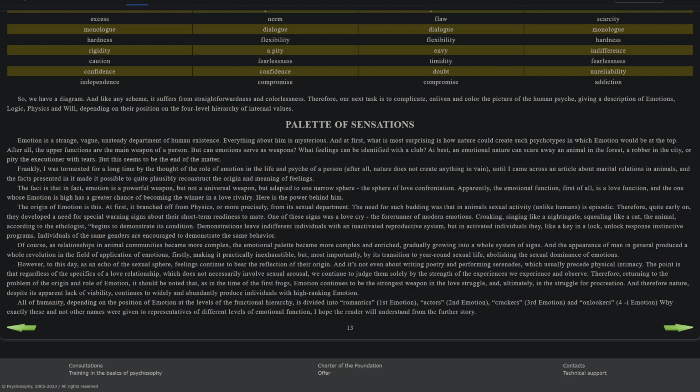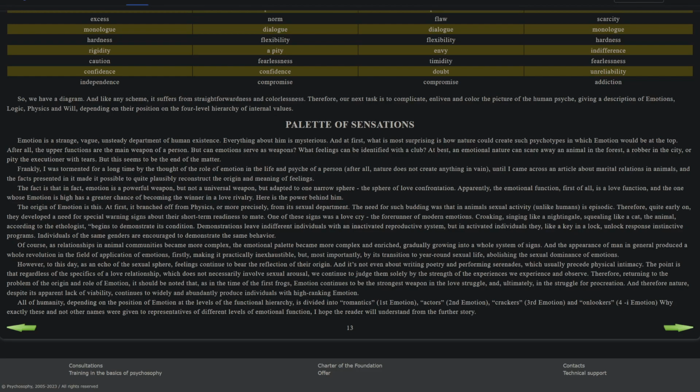So anyway, emotion is a strange, vague, unsteady department of human existence. Everything about him is mysterious, and at first, what is most surprising is how nature could create such psychotypes in which emotion would be at the top. After all, the upper functions are the main weapon of a person. But can emotions serve as weapons? What feelings can be identified with a club? At best, an emotional nature can scare away an animal in the forest, a robber in the city, or pity the executioner with tears. But this seems to be the end of the matter.